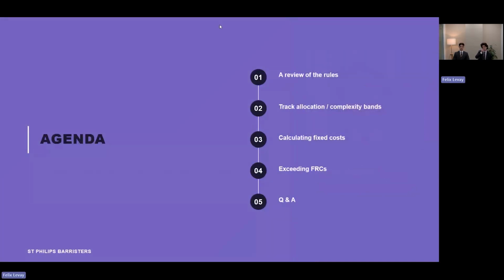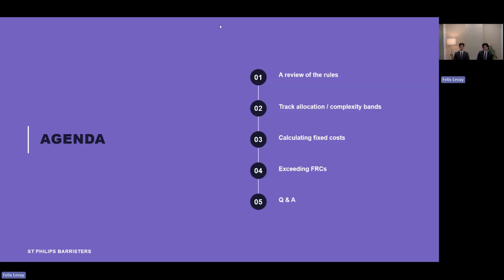So just in terms of our agenda, we want to review the rules, we want to look at how we got to where we are, what's actually changed. We also want to look at track allocation and, importantly, complexity bands, because I think those can be as much of a sticking issue between parties as track allocation. We're going to actually calculate some fixed costs, which seems like it's going to be easy, but I think it's really easy to make a mistake doing that, and quite often you'll see a schedule which has made a few errors.